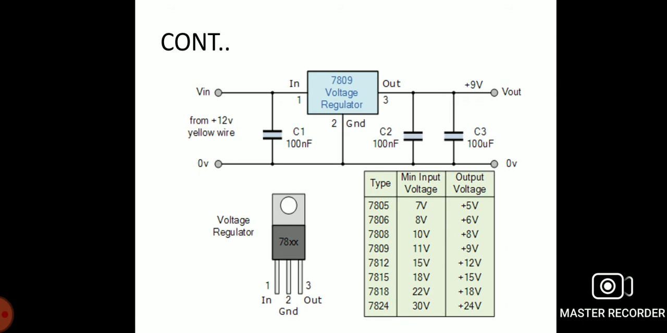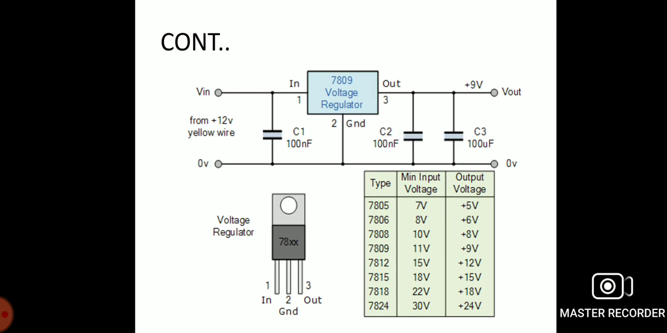7812 is a 15 volt and output is plus 12 volt, and 7815 is a 18 volt and output is plus 15 volt, and 7818 is a 22 volt, output is plus 18 volt, 7824 is a 30 volt, output is plus positive 24 volt.